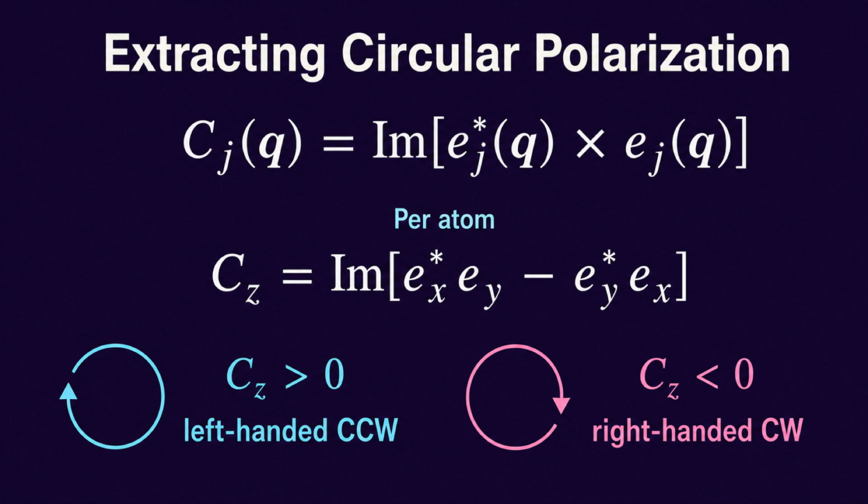The circular polarization vector C is obtained from the imaginary part of the cross product of the eigenvector with its complex conjugate. For in-plane motion in 2D materials, the Z component simplifies to C_z equals the imaginary part of e_x star times e_y minus e_y star times e_x. Positive C_z indicates counterclockwise motion, which is left-handed chirality. Negative C_z means clockwise motion, right-handed chirality.